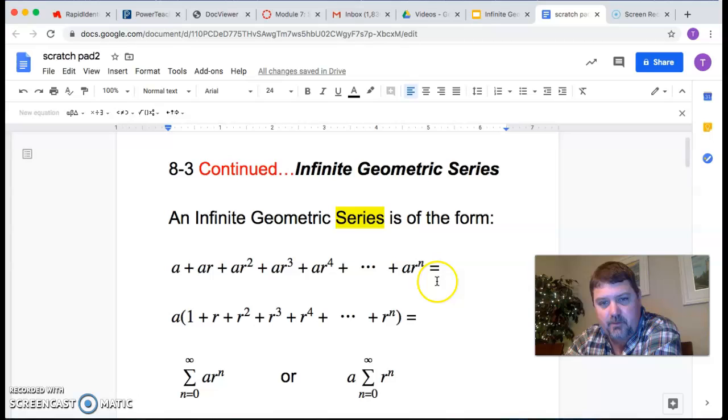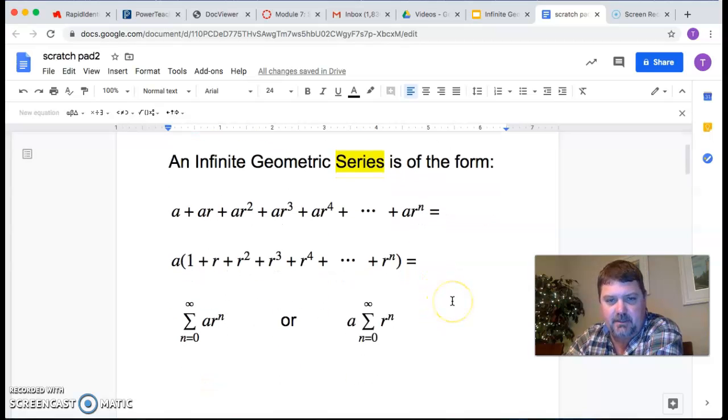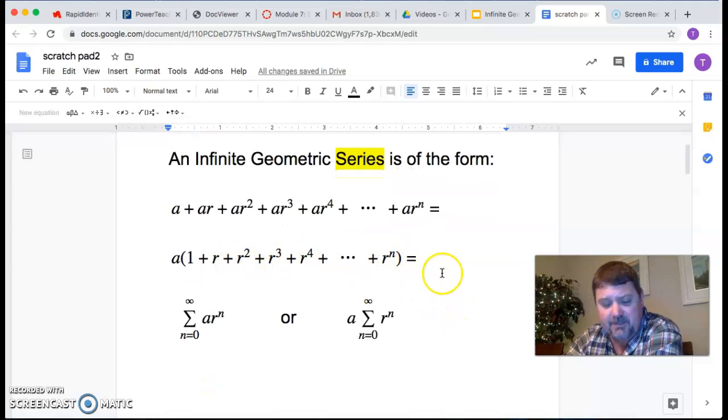This is the generic form. As you can see, it's got a common factor of a everywhere. So the cool thing is you can write this a on the outside of your sum, or you can put it in the sum, and it's going to do the same thing. What's different here is this infinity symbol on top of these summations.